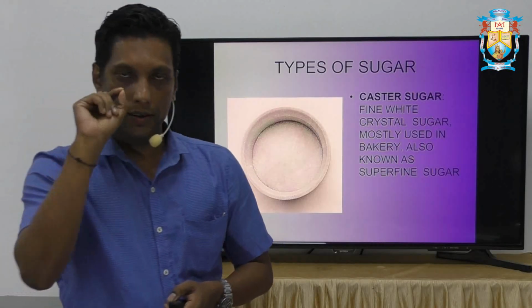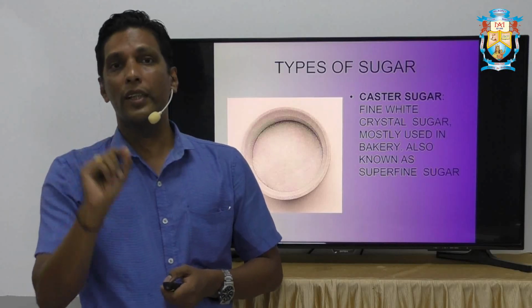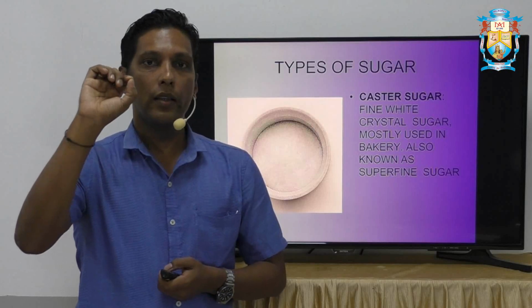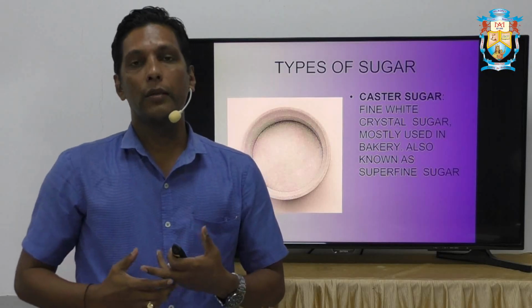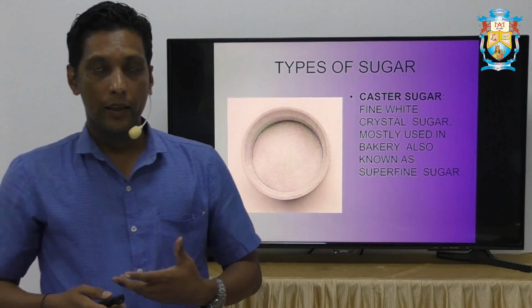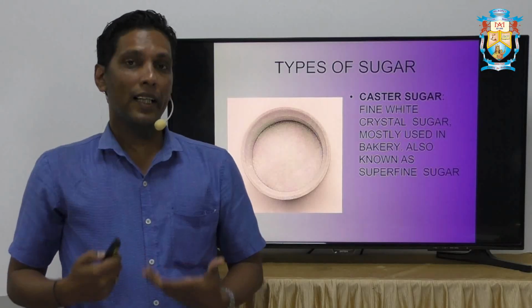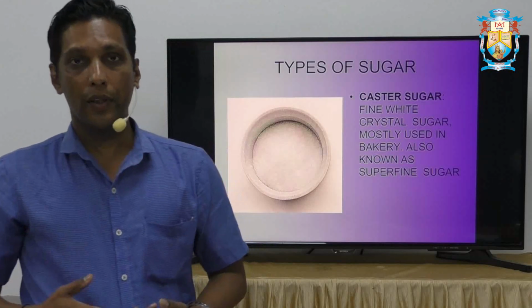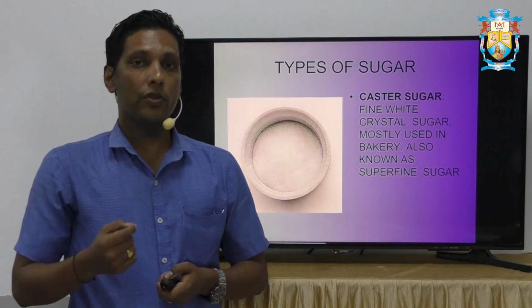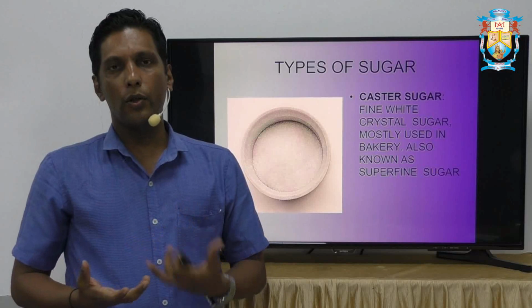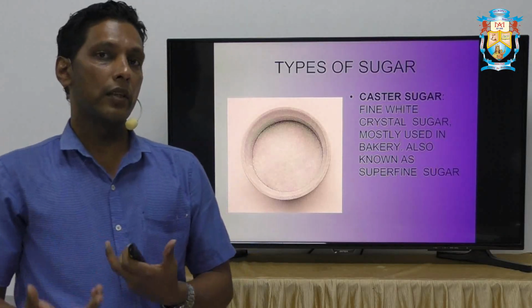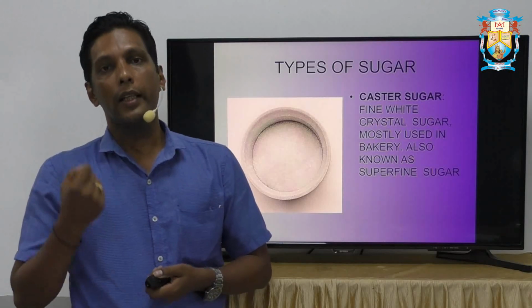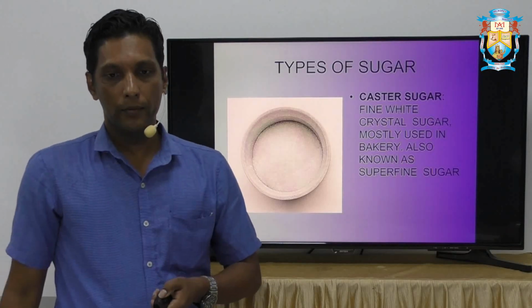A little smaller in size than your granulated sugar. Probably you can see it like Bombay Rava or semolina, the smallest particles. Those are the castor sugar. Castor sugars are mostly used in the preparation of cakes. You know, the icing on the top of the cake, we prepare with the help of cream. We use the castor sugar. Yes, there are alternatives: if you don't have castor sugar, you can use normal granulated sugar. But castor sugar gives a better quality in preparing a better cake.